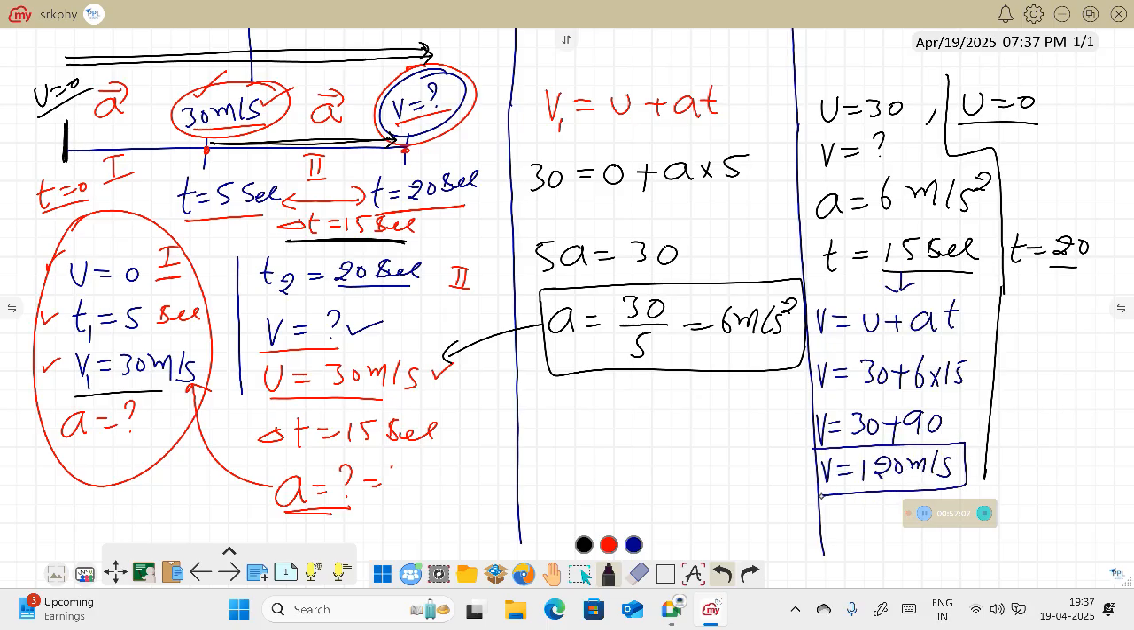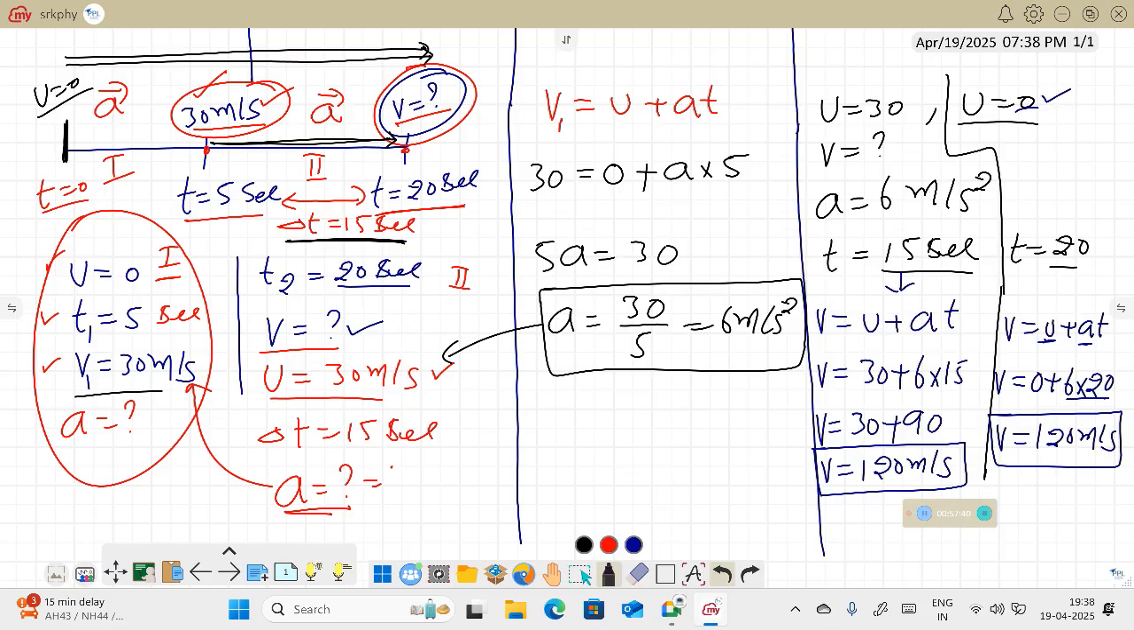Similarly, for the second part, if you want to calculate from the starting, use the same equation. v is equal to u plus at. What is v? They're asking to find. What is u? 0. What is a? 6 meters per second square. 6 into time, how much? 20. How much did you get? 6 into 20, 120. You got the same. Same or different? Yes, sir. Same.